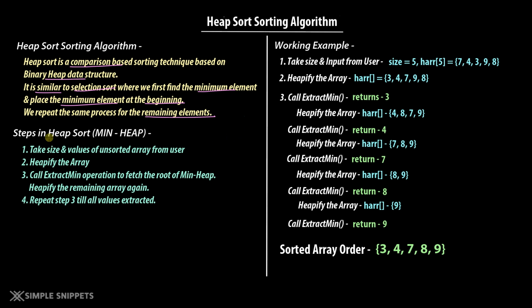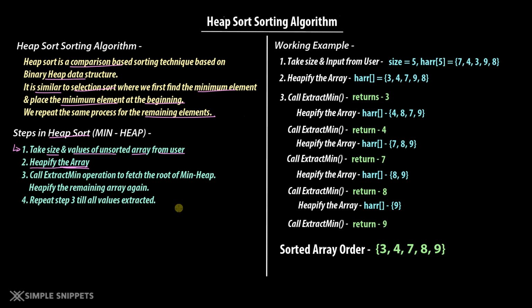So the steps in heap sort go as follows. First, we take the size and values of the unsorted array from the user. Then we heapify that array. Heapify means creating a min heap or max heap from a given array. So when you take the inputs from the user, they will not be in a proper min heap format, right? When I say min heap format, it means that min heap has a principle that for a particular node, its children should be larger than that particular value.